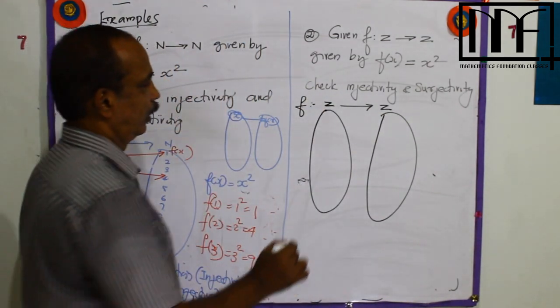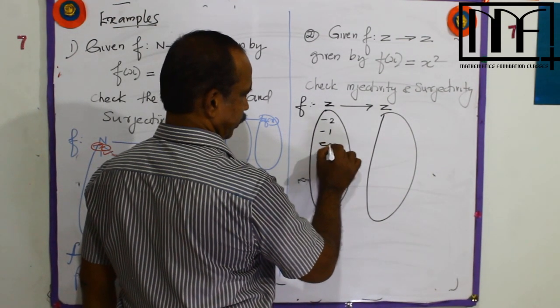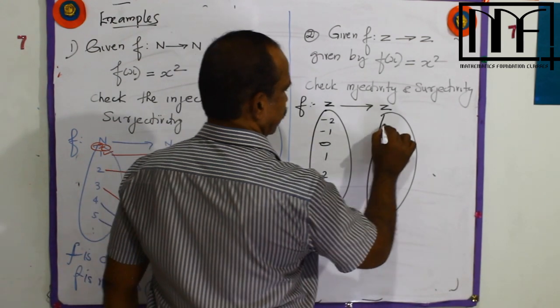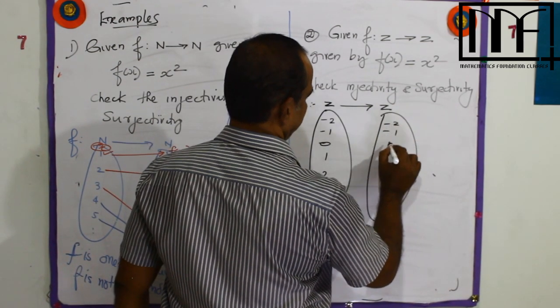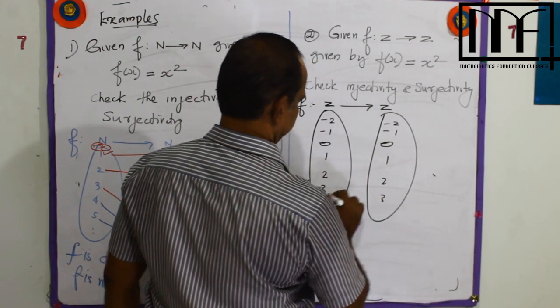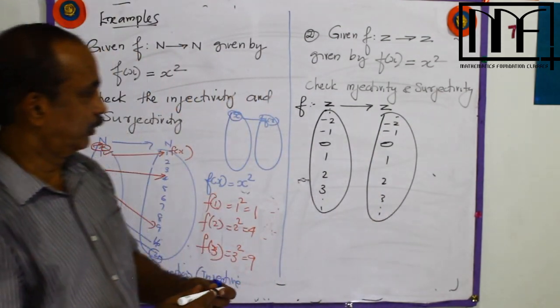So here we know that the integers are negative 2, negative 1, 0, positive 1, positive 2, positive 3, and etc. Okay, so there is an infinite number of elements here. Now let us see some examples.